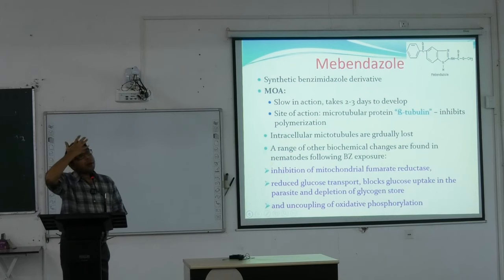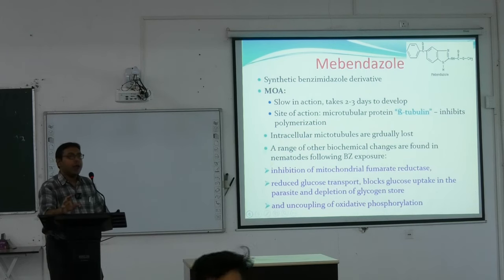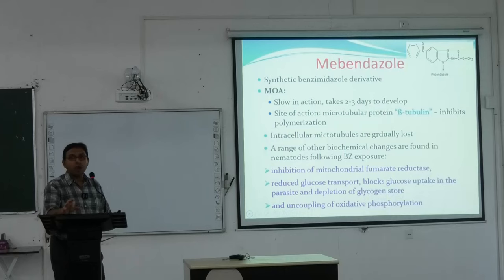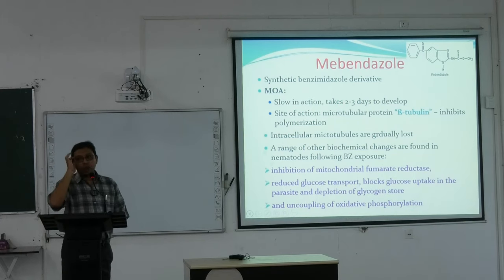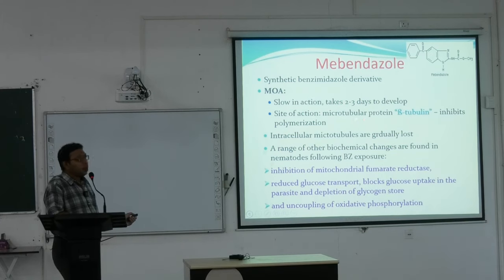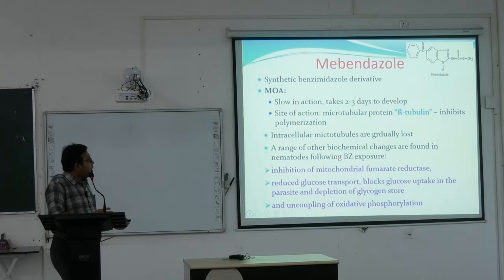So first coming to mebendazole. Mebendazole is the prototype anti-helminthic drug. It belongs to the benzimidazole group. You can see this is the structure. It is slow in action, taking 2 to 3 days to develop. The site of action is the microtubular protein beta tubulin, and it inhibits the polymerization of the protein. Basically, all this inhibits the protein synthesis machinery in the worms.